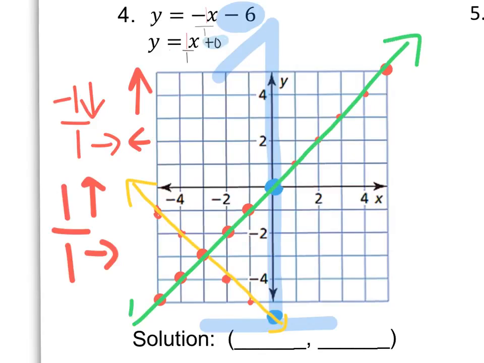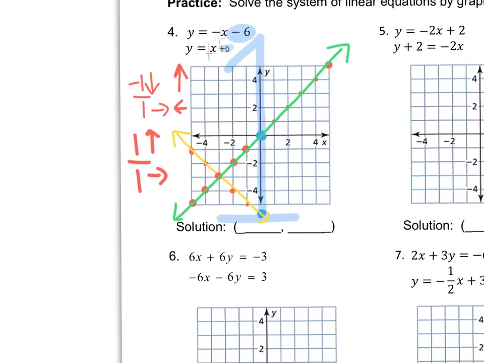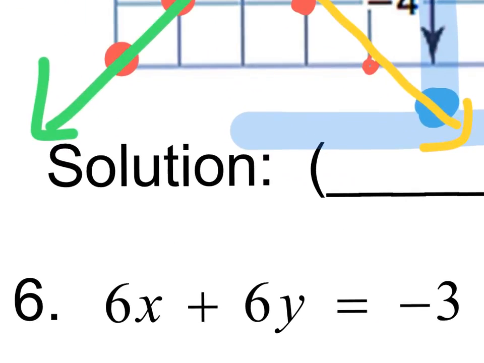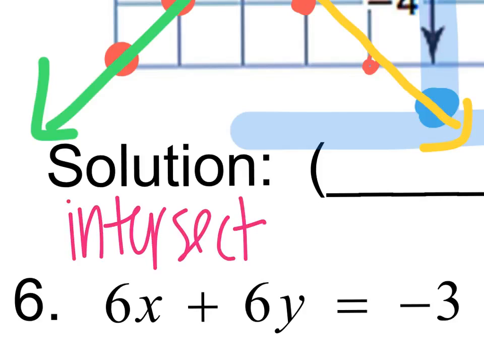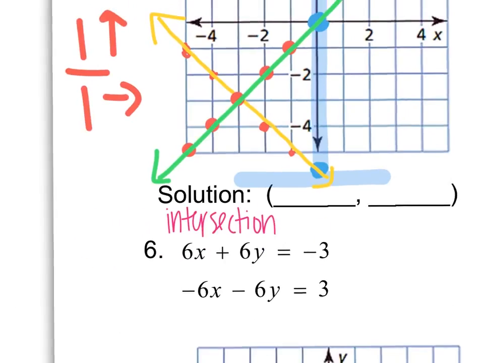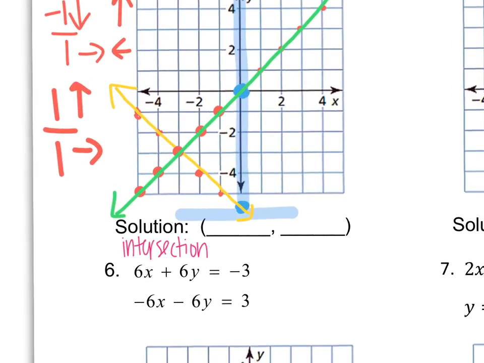Well, if I'm looking for the solution, remember the solution we said earlier was our intersection. So if I'm looking for my solution, then I am looking for my intersection. And so I'm trying to figure out where these two lines intersect. Well, you can see from the graph that they do in fact intersect. They intersect right here at this ordered pair, which is the ordered pair -3, -3. So my solution to this problem would be -3, -3.